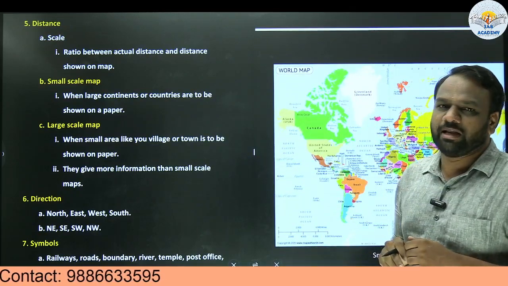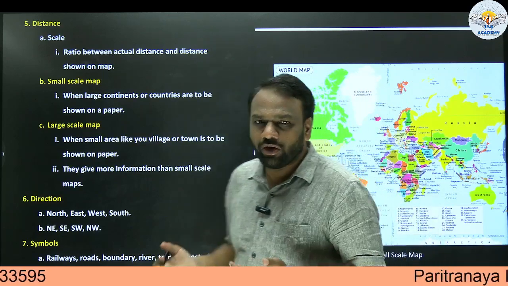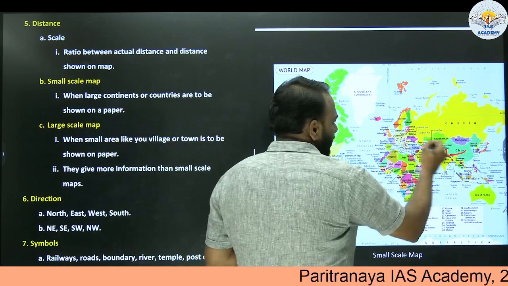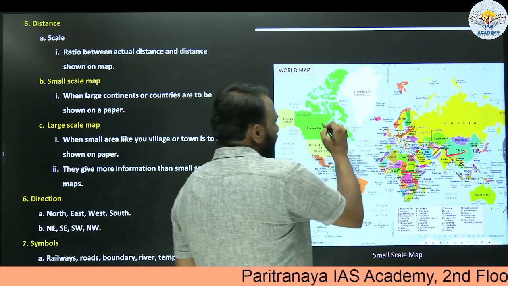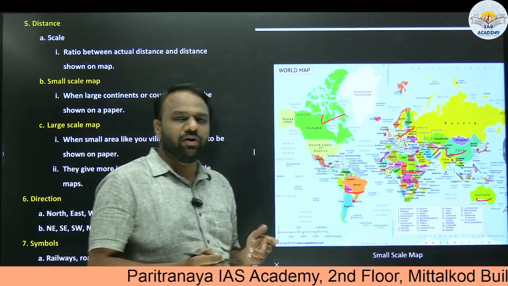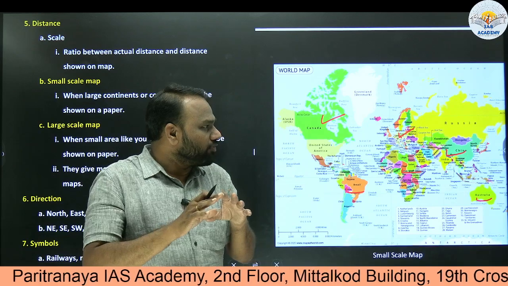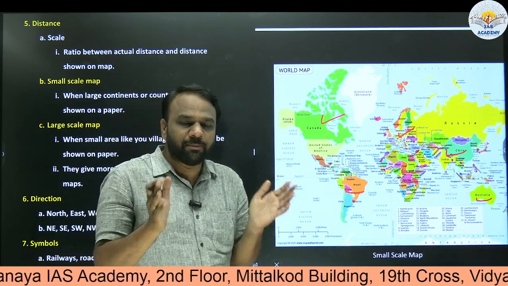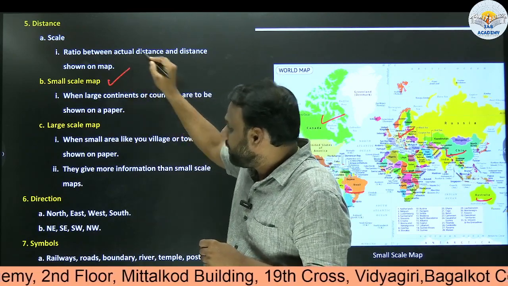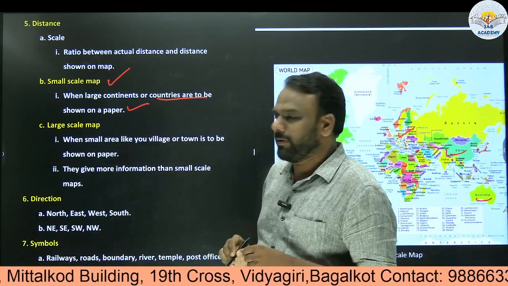Let us look into an example of a small scale map. Here all the continents of the world have been represented. If you observe, we have Asia, Europe, Africa, North America, South America, Australia, Antarctica. Almost every continent on earth has been represented on this map. It means a wide geographical area has been represented in a small space. Such a map we call a small scale map, when large continents or countries are to be shown on a paper.